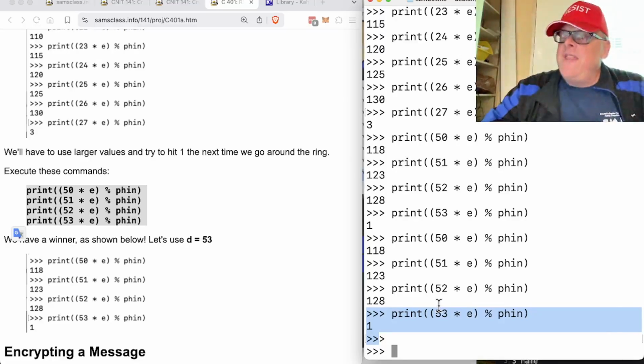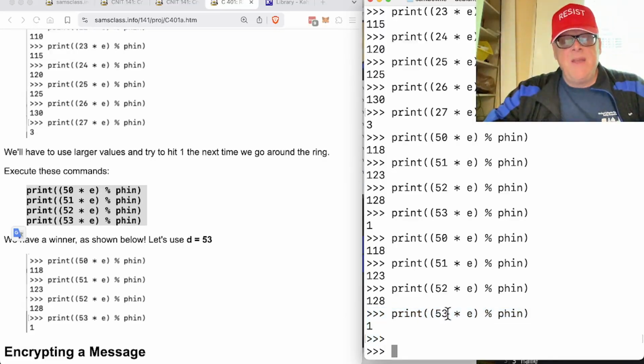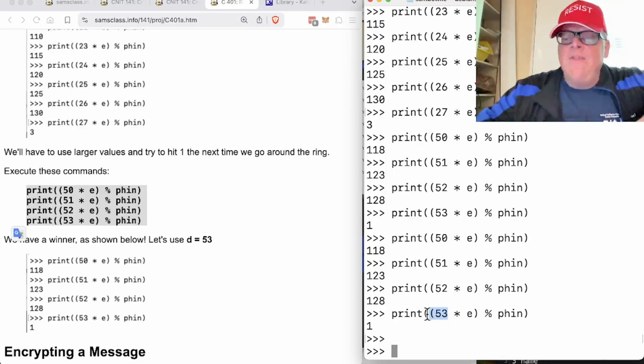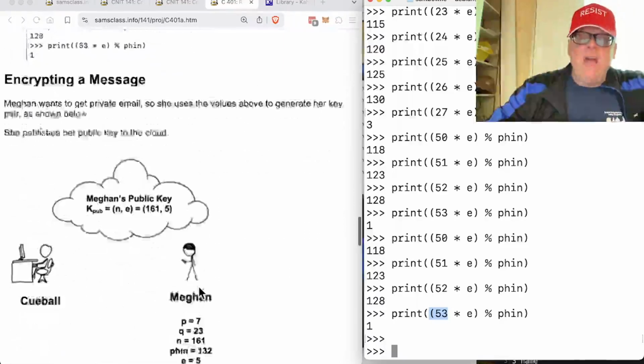And I could only find that if I knew P and Q, because I had to calculate it from P and Q. So this is a secret, the decryption key. This is a number where only the holder of the private key has it. So that's the game. Now this is how it works.